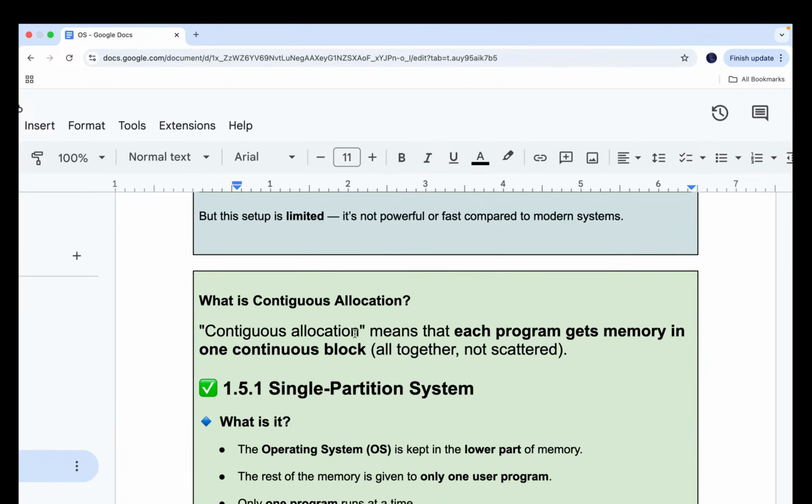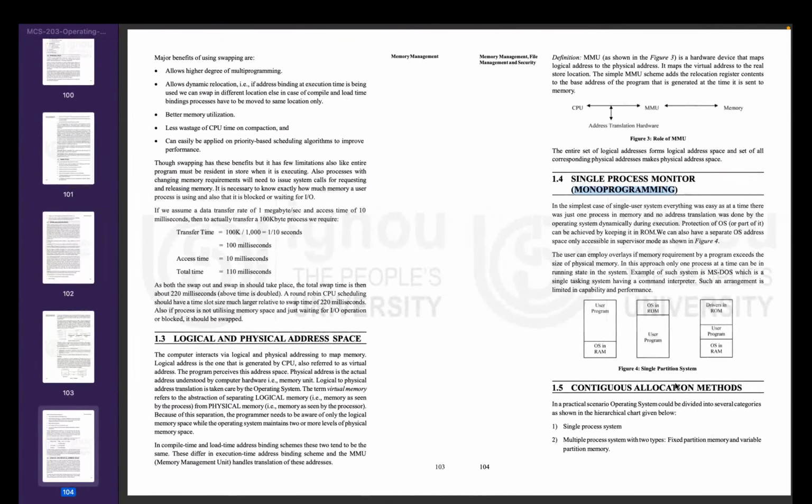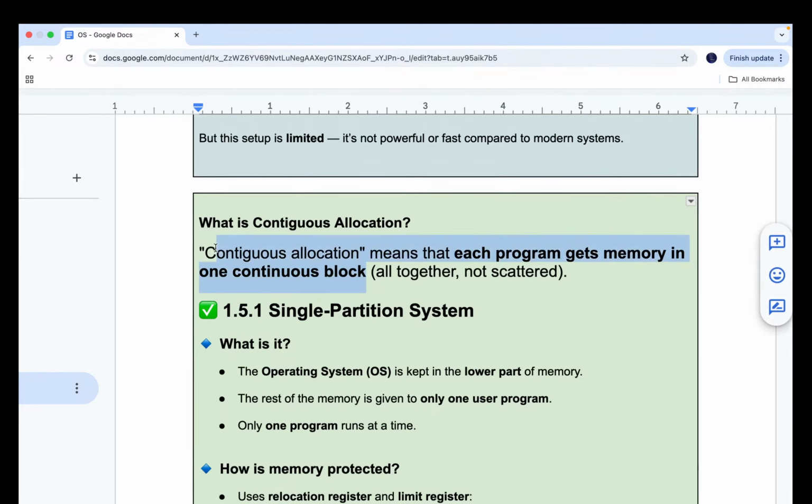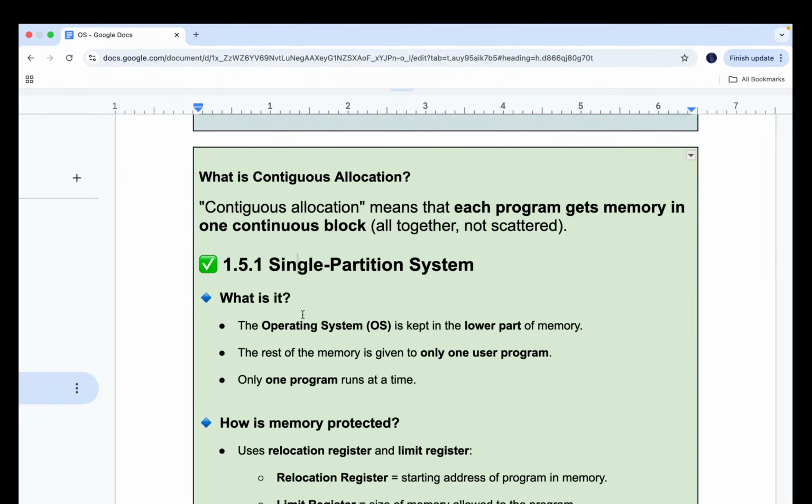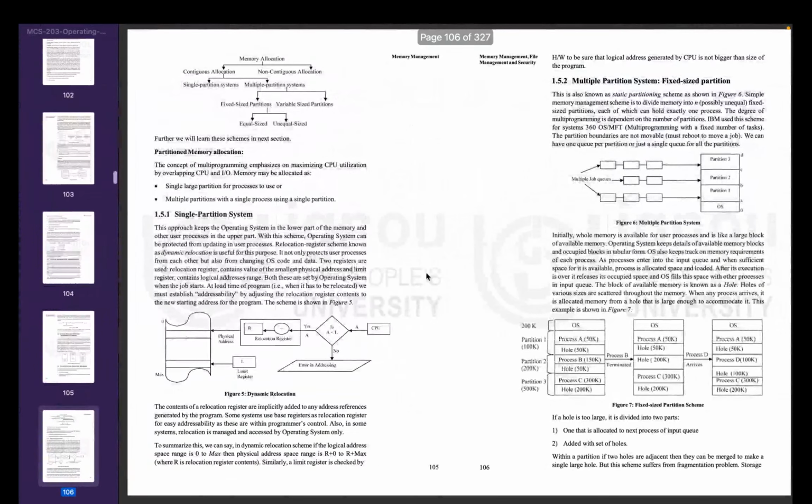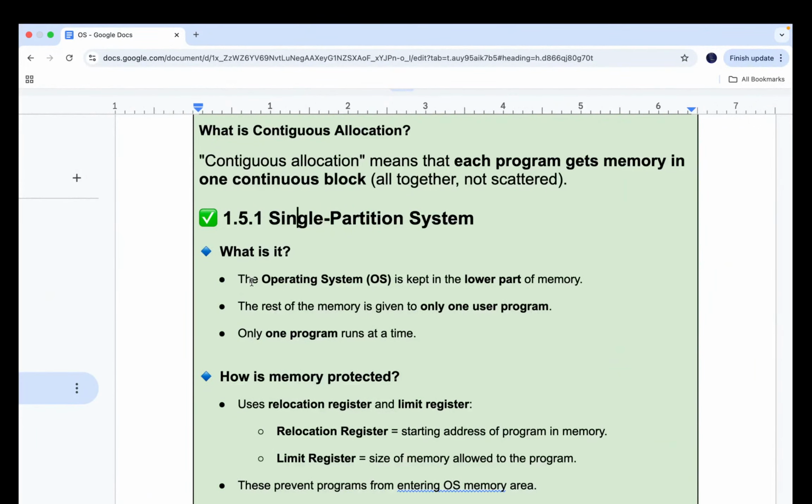So what is contiguous allocation? Contiguous allocation means that each program gets memory in one continuous block altogether, not scattered. Single partition system: the operating system is kept in the lower part of the memory. The rest of the memory is given to only one user. Only one program runs at a time.